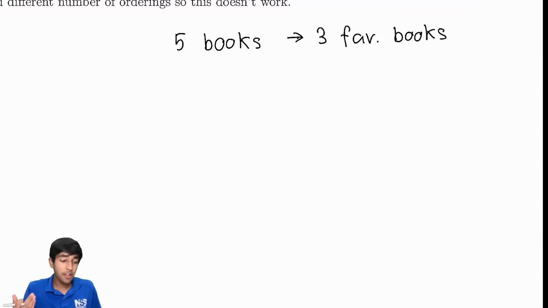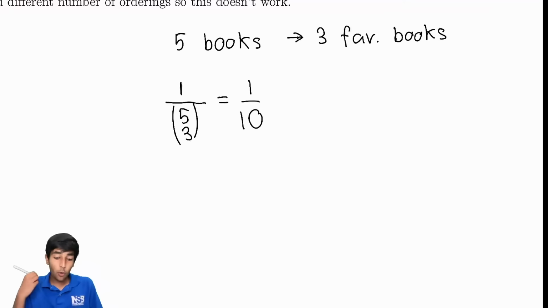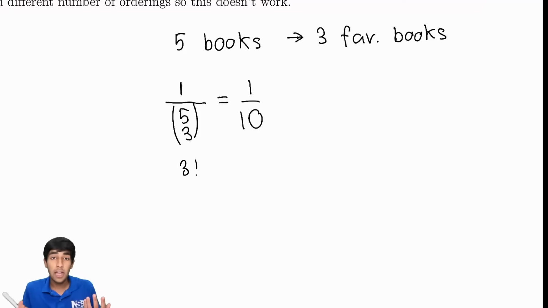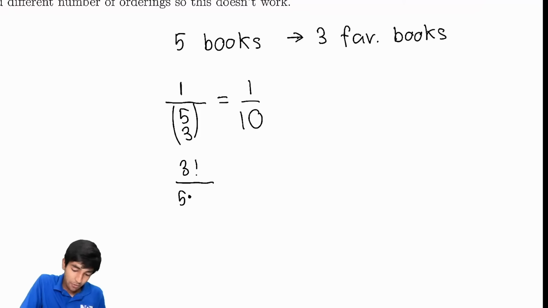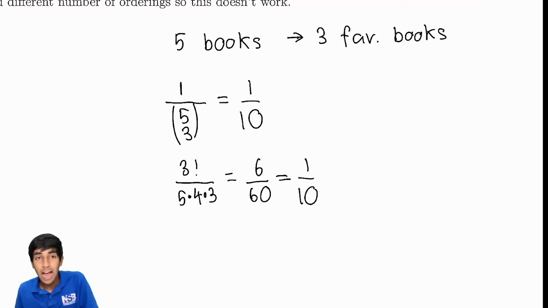And okay, so if you think about this, let's say the order of the books doesn't matter. Then it would just be one way to choose your 3 favorite books, because the order doesn't matter, divided by 5 choose 3, which is just 10. So 1/10. Okay, but then what if the order does matter? Then there's going to be 3 factorial ways to select your 3 favorite books, including ordering. And then just going to be 5 times 4 times 3 ways to choose the 3 books from the 5 books, because the order matters. But take a look at this. This is just 6 over 60. Same answer.